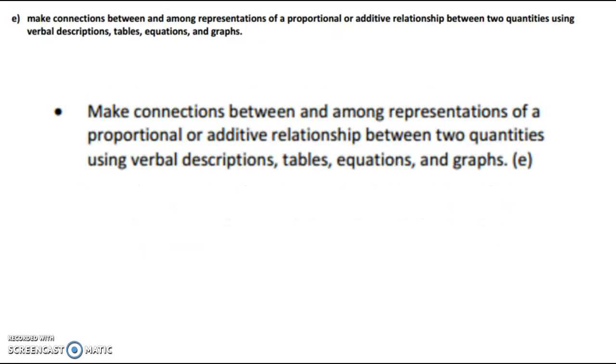Here we see SOL 7.10e and the matching bullet in the Essential Knowledge and Skills. While this is shown as an individual essential knowledge and skill, making connections between verbal descriptions, tables, equations, and graphs, regardless of the relationship, be it additive or multiplicative, should be taught within 7.10a, 7.10b, 7.10c, and 7.10d.